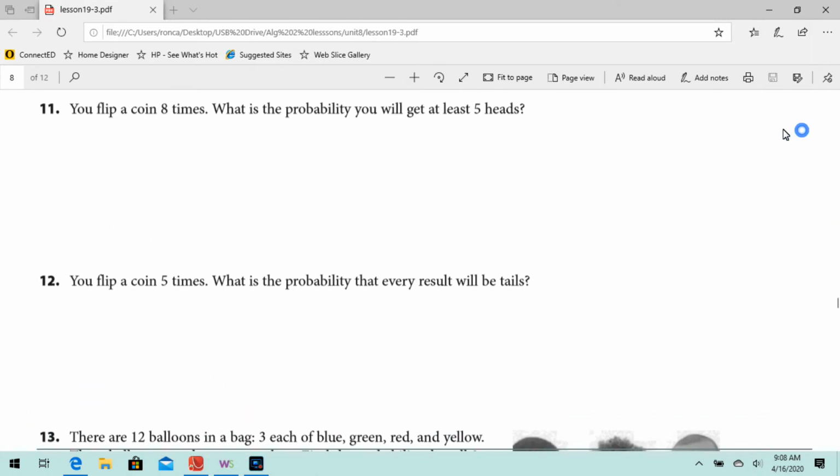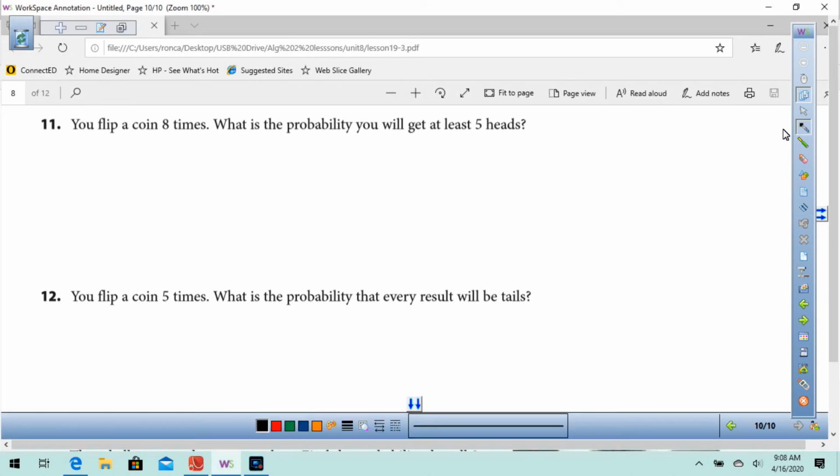Number 11. You flip a coin 8 times. What is the probability you will get at least 5 heads? So number 11, I'm going to leave for y'all. Number 12, you flip a coin 5 times. What is the probability that every result will be tails?